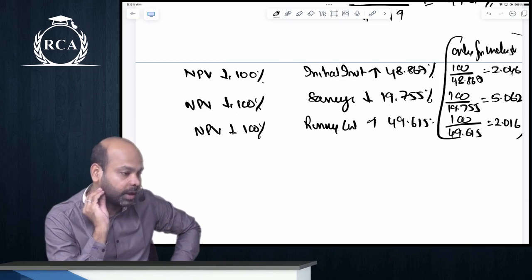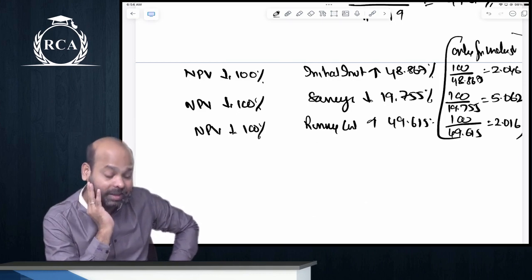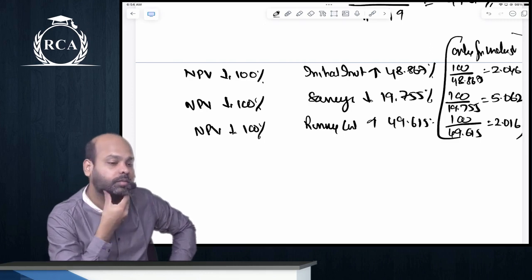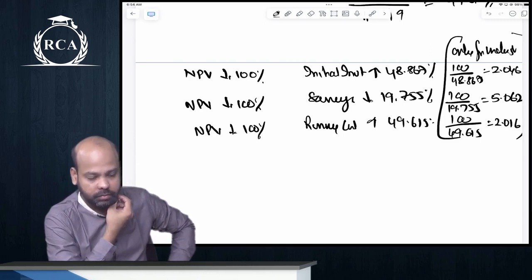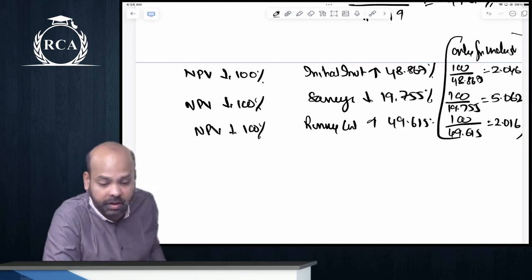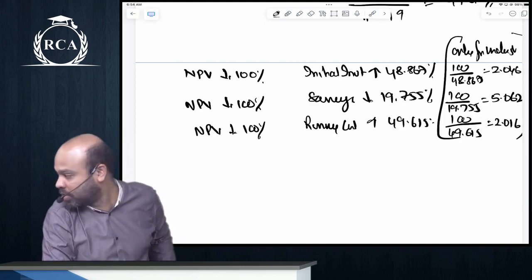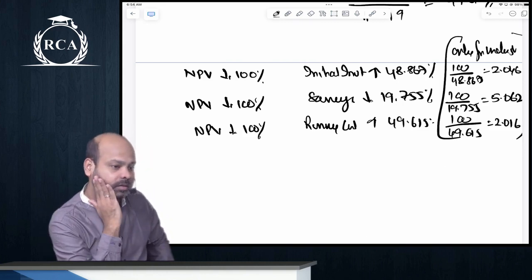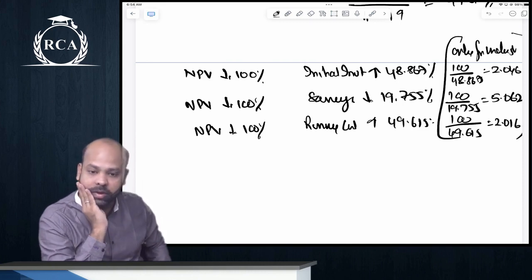Therefore, NPV is most sensitive to changes in savings. Changes in savings. Alright guys.